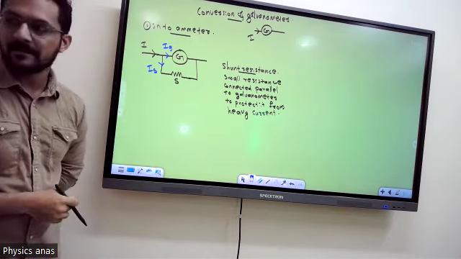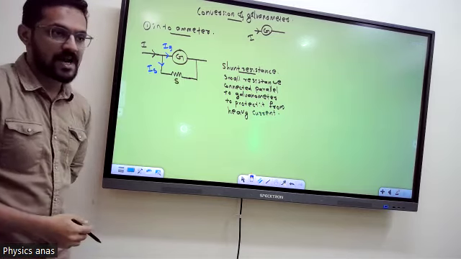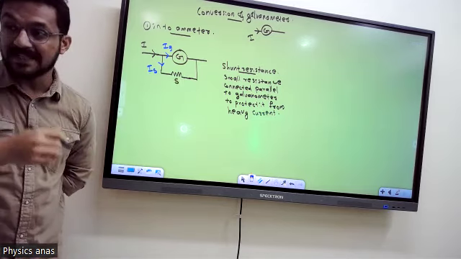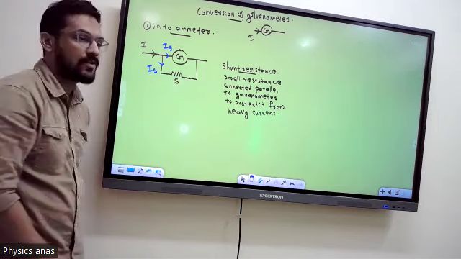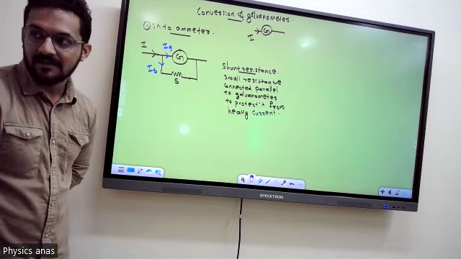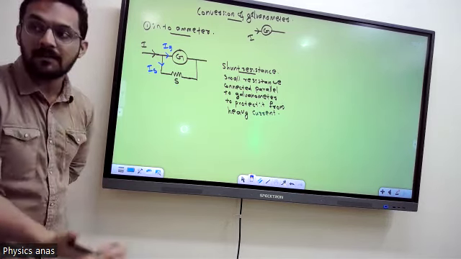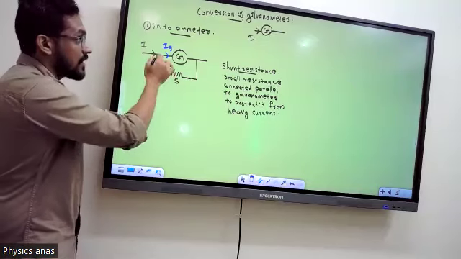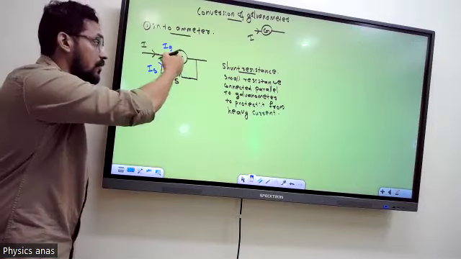Why is that? It is the simplest path. Current will always choose the simplest path. This is having a small value of resistance, right? So the current will choose that path. There will be current through the galvanometer also, but most of the current will be flowing through the shunt resistance.